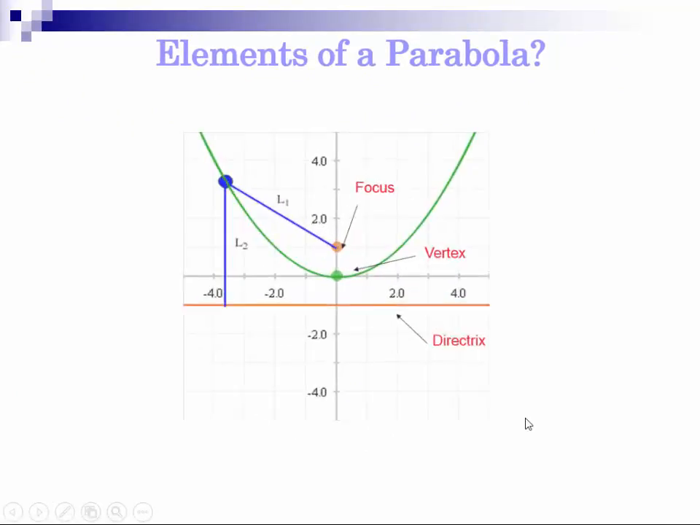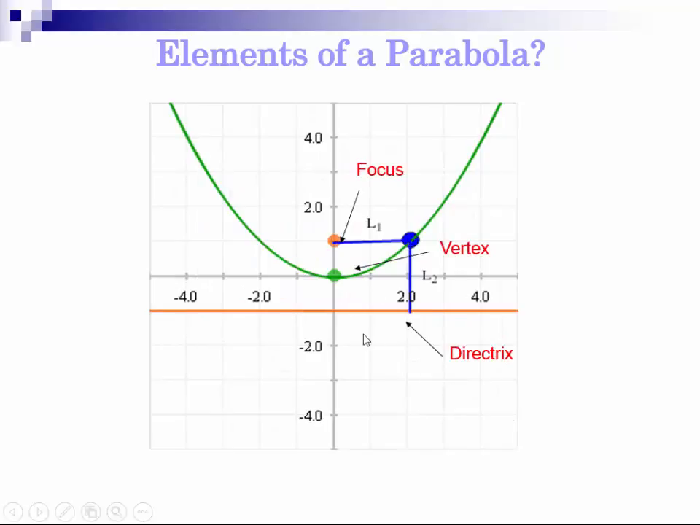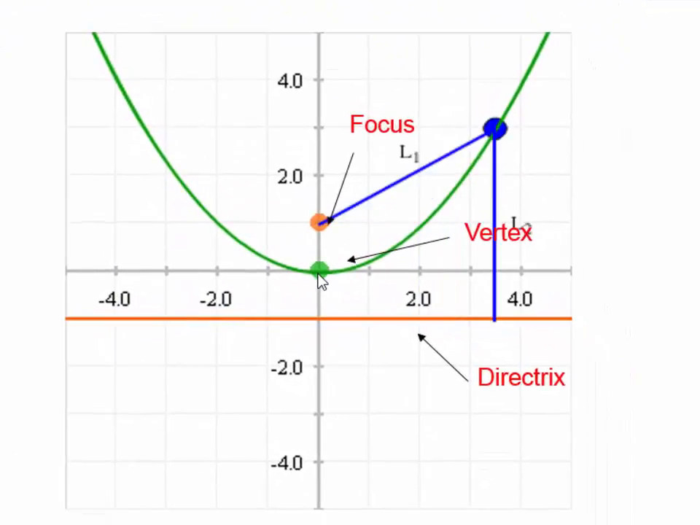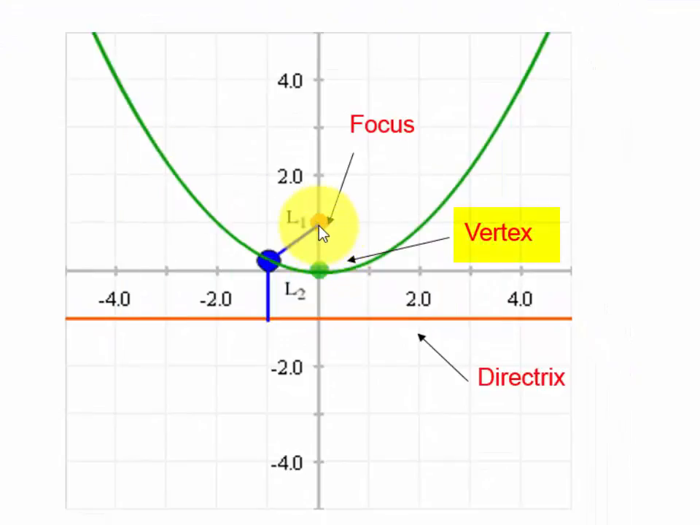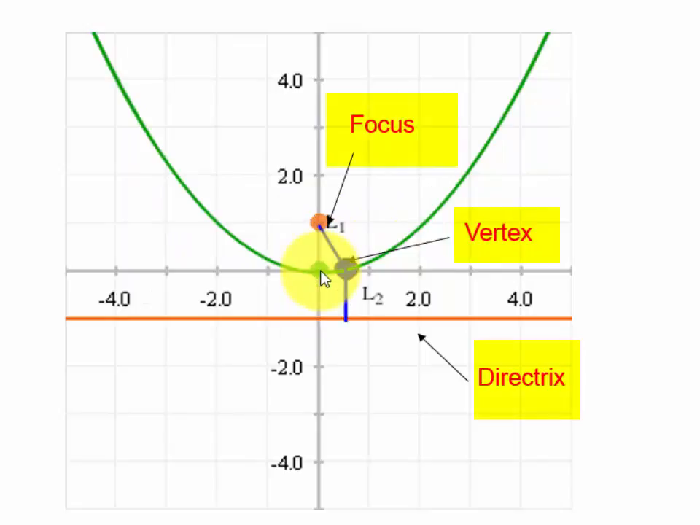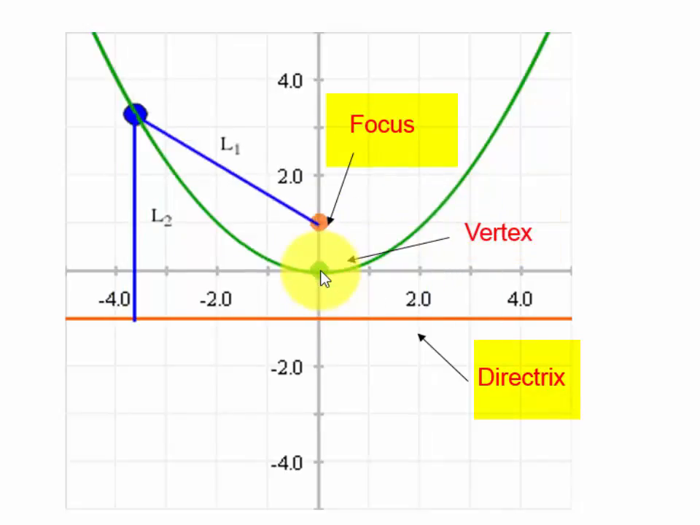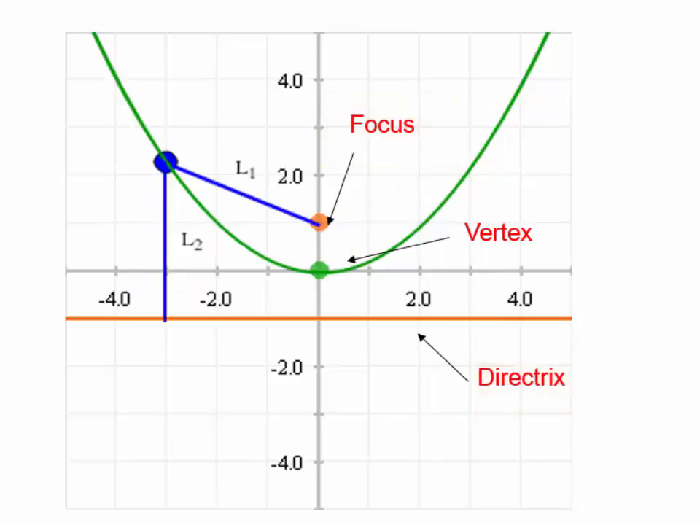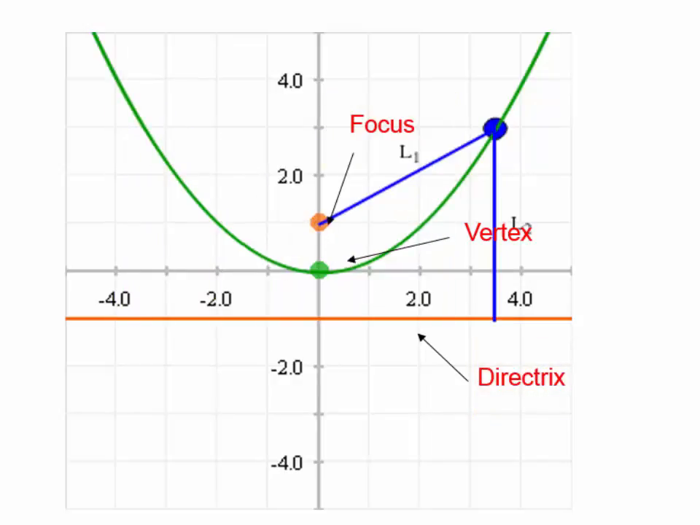Which are the elements of the parabola? We have three important elements. The first element is the vertex, the second one, the focus, and the third one, the directrix. Here we can see that for line 1 and line 2, the distances from those two lines are exactly the same. And if we join all of those points, we will form a parabola.